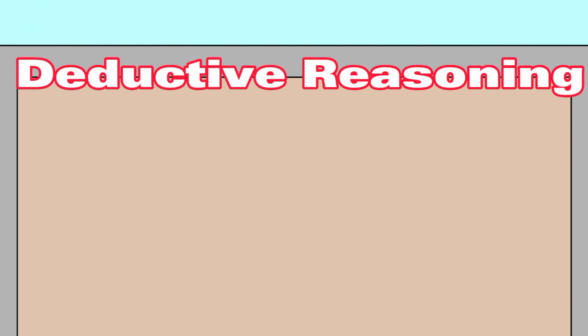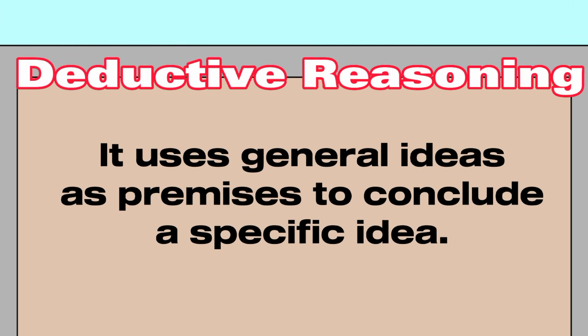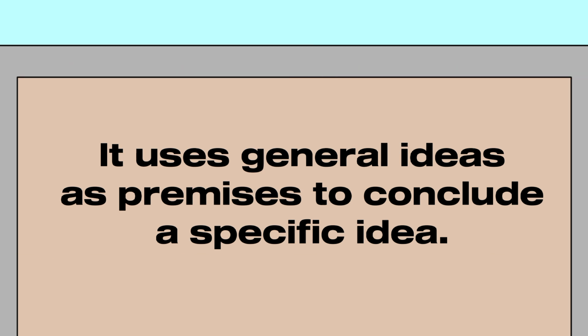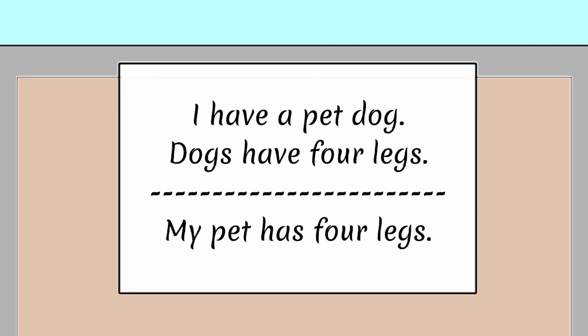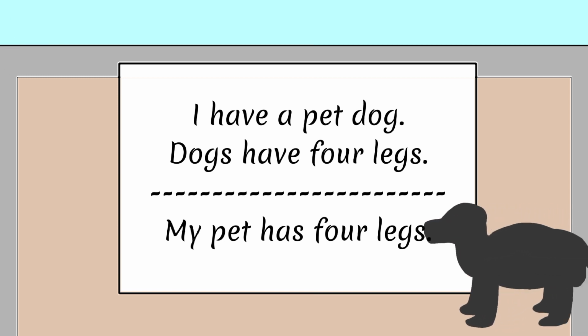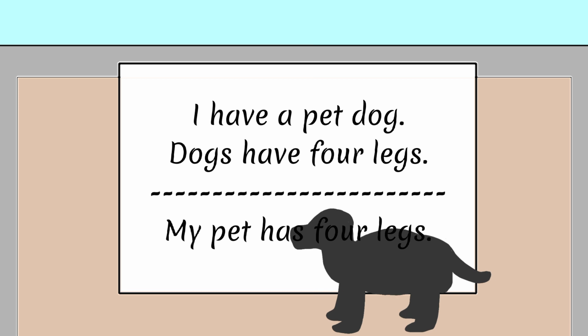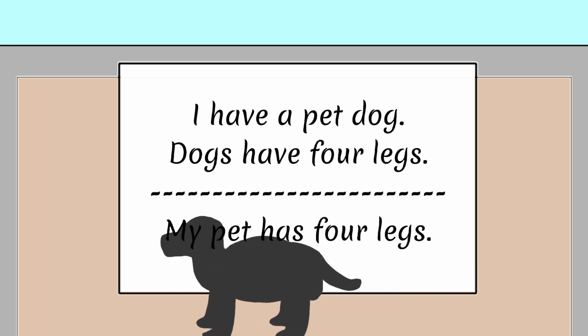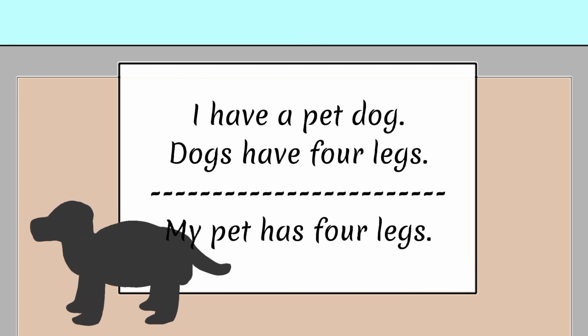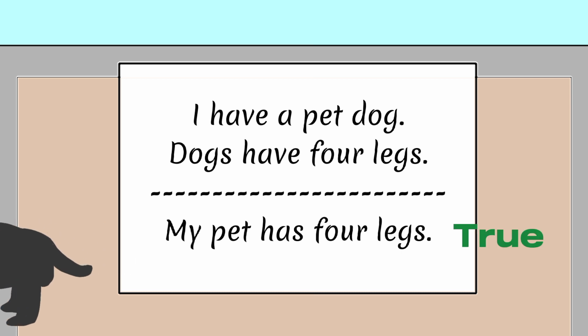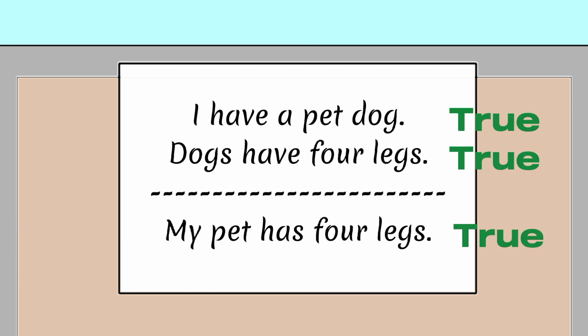Deductive reasoning is a type of reasoning used to conclude specific things from general information. For example, I have a pet dog. Dogs have four legs, therefore, my pet has four legs. I concluded this because dogs having four legs is true and my pet being a dog is true. Note, the conclusion resulting from deductive reasoning is always true if the premises are true.